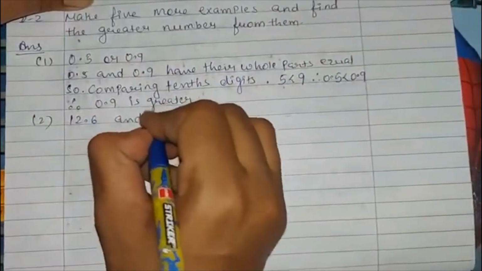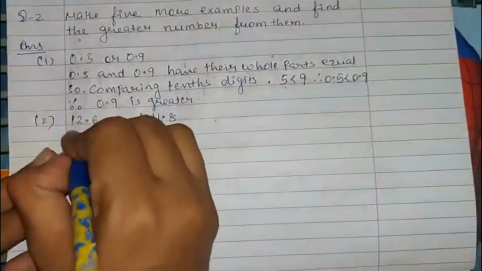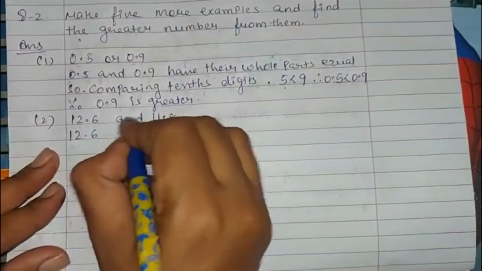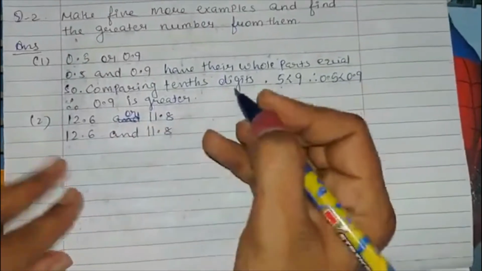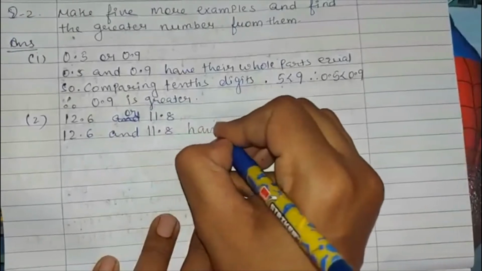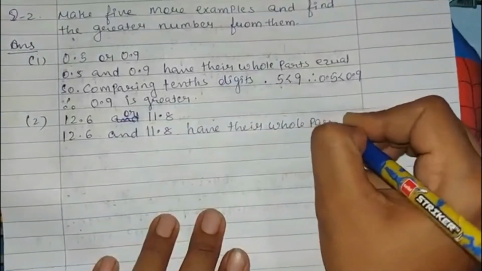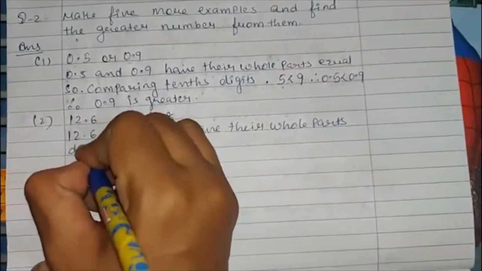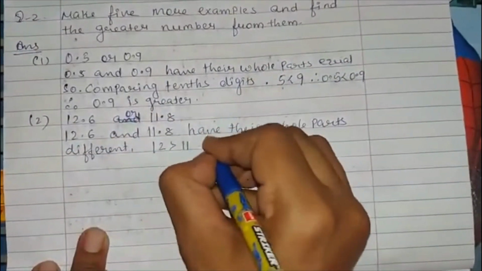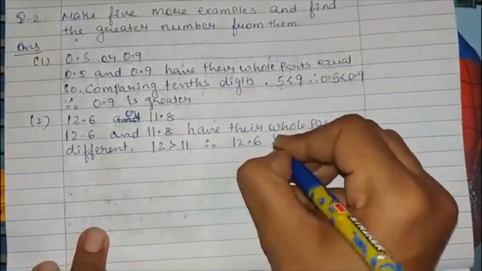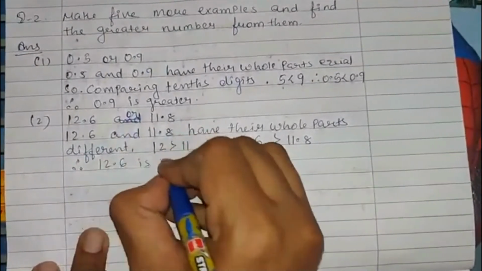12.6 and 11.8. Here whole parts are only different. So 12.6 and 11.8 have their whole parts different, and that is what? That is 12 is greater than 11. Therefore, 12.6 is greater than 11.8, and therefore 12.6 is greater.